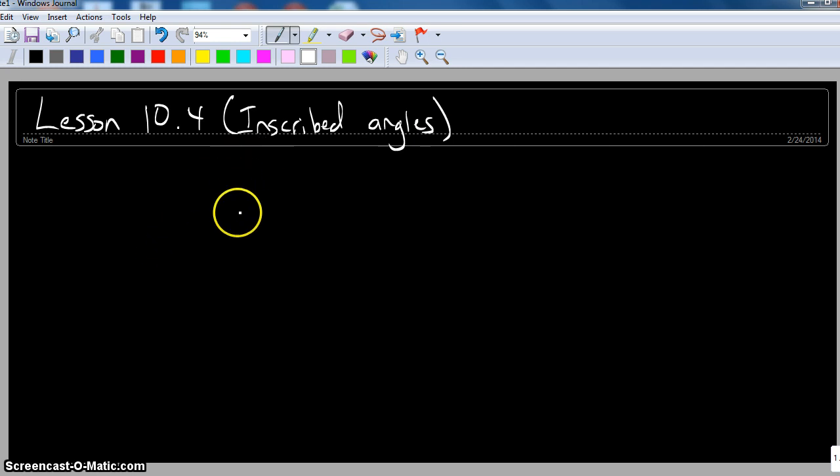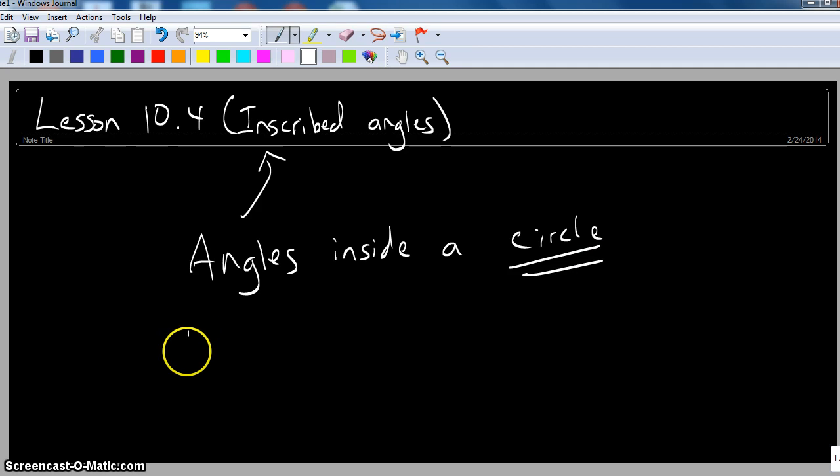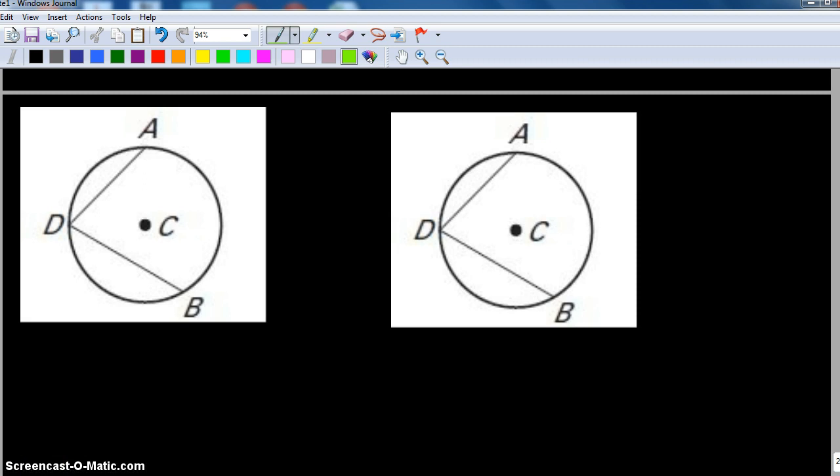Inscribed angles are angles inside a circle, sorry, not a triangle. Inside a circle, not at the center. That's going to be something different from the other notes. Alright, so let's go over this inscribed angle stuff real quick.